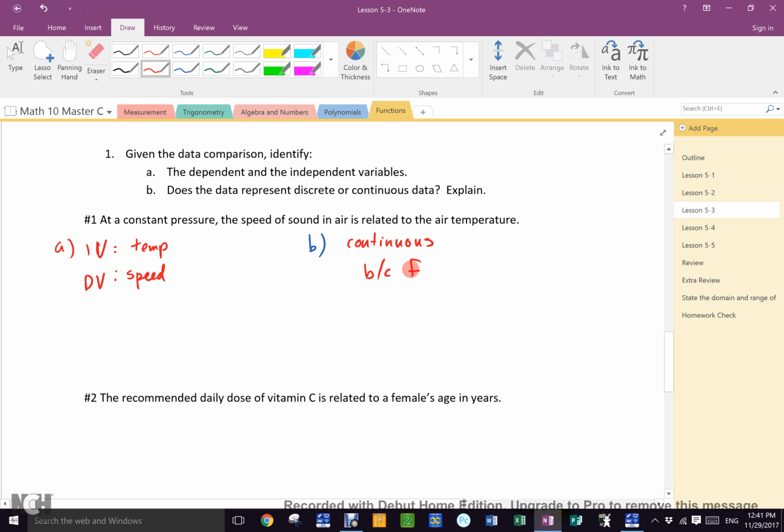Because for every possible temperature, there's a sound. Everybody cool? Everybody good? Okay, let's look at the next one. What's our IV? What's our DV?